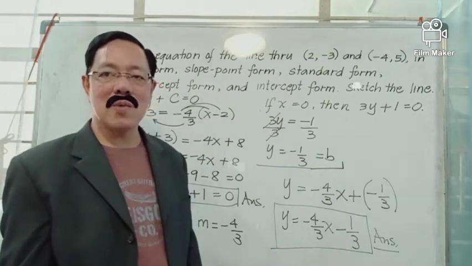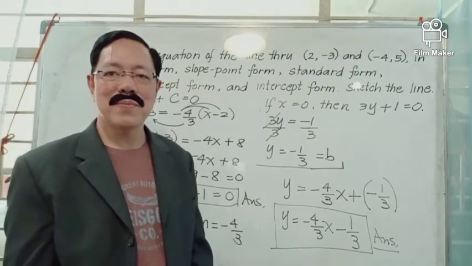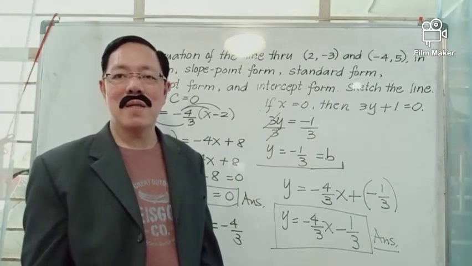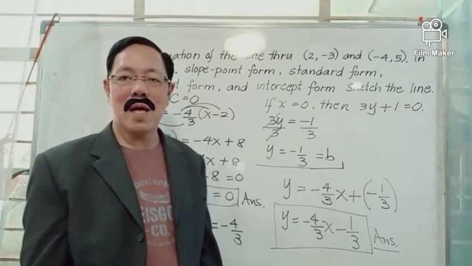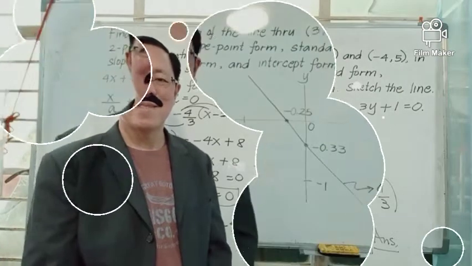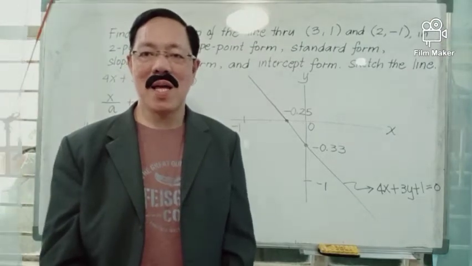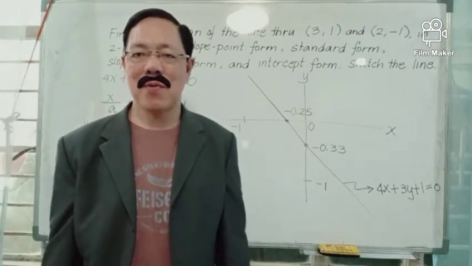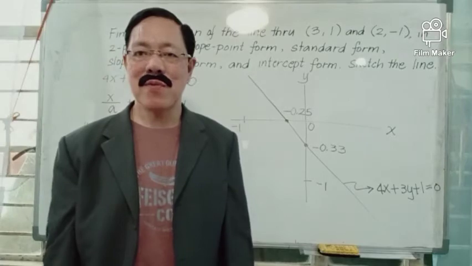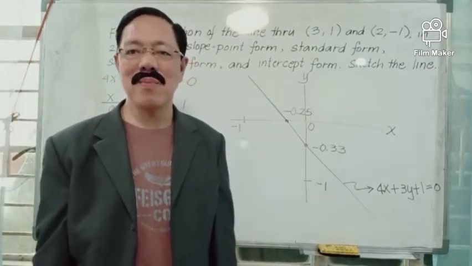Next, we will write the equation of the line in intercept form and we will draw the line. We now write the equation of the line in intercept form. The intercept form of the equation of the line is given by the following.